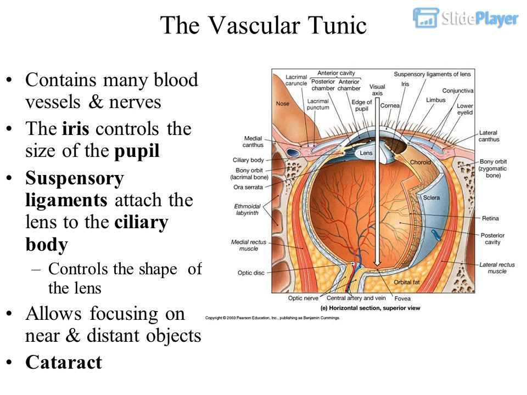The vascular tunic contains many blood vessels and nerves. The iris controls the size of the pupil. Suspensory ligaments attach the lens to the ciliary body. The ciliary body controls the shape of the lens, allowing focusing on near and distant objects.